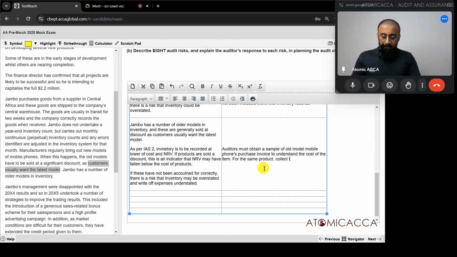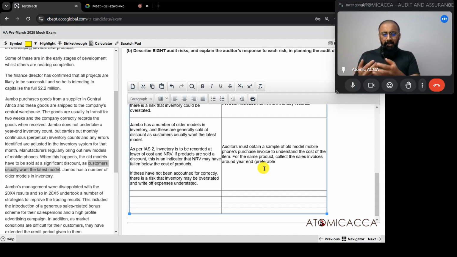collect the sales invoices around year end, preferably post year end, because before year end maybe there is a chance that you sold it at exactly the cost or maybe slightly higher than the cost. Maybe right after the year end, if there is any indication that you're selling it at a lower value, then it's an adjusting event. You're supposed to adjust the mobile phone's value to a lower figure. So preferably you need to get the sales invoices post year end.